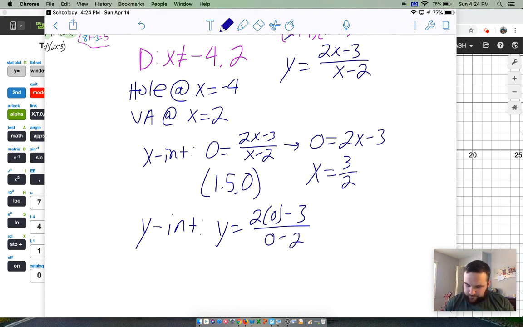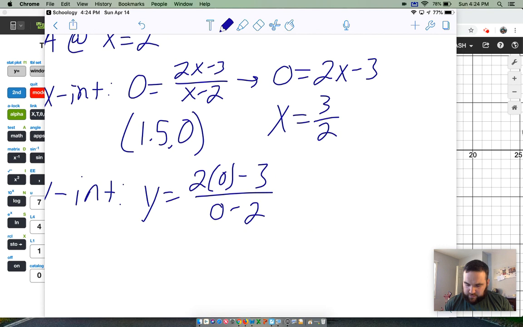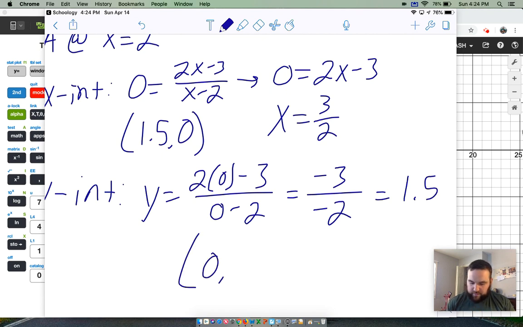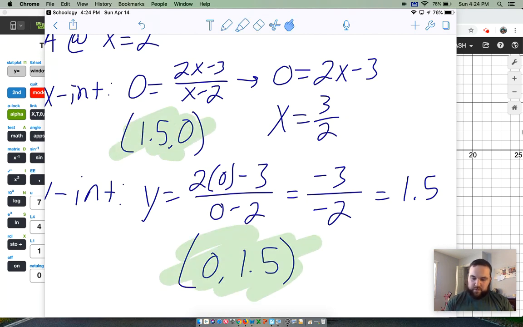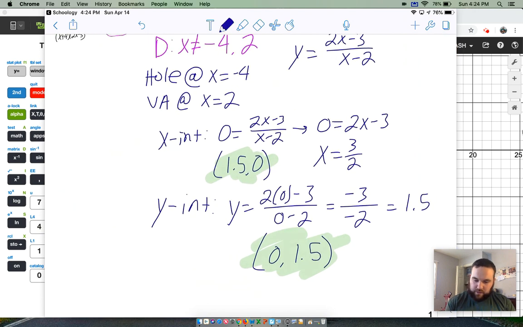0 minus 2. What I get here is negative 3 over negative 2, which is 1.5. So that means the y-intercept is (0, 1.5). It's not too often that the x and y-intercepts are the same number, but it happens every once in a while. So here I have a hole and a vertical asymptote.